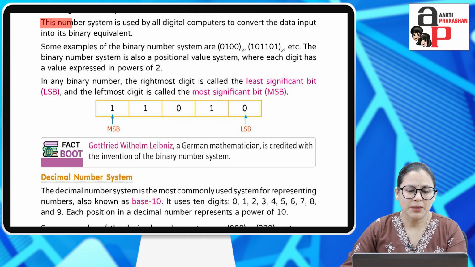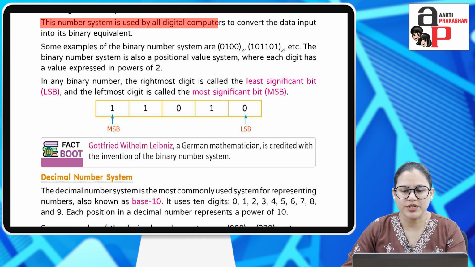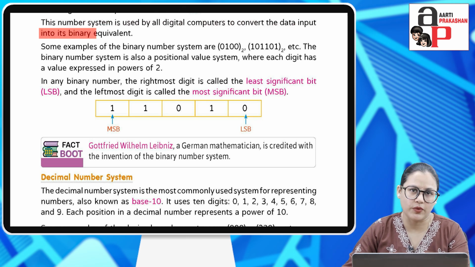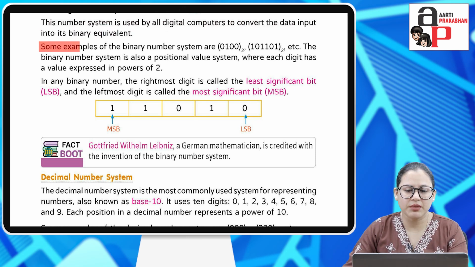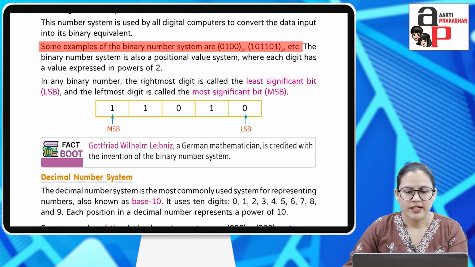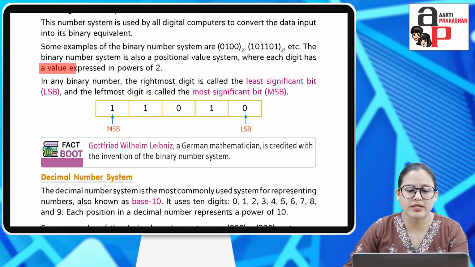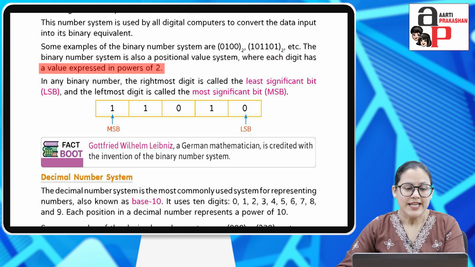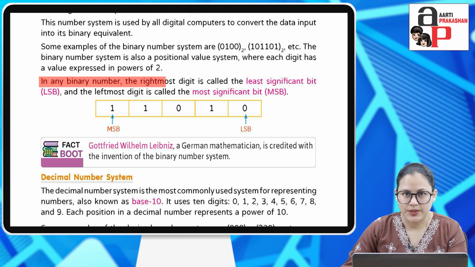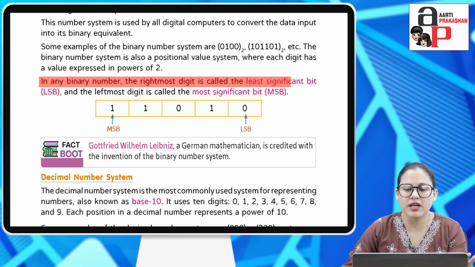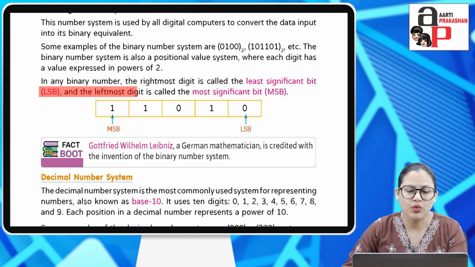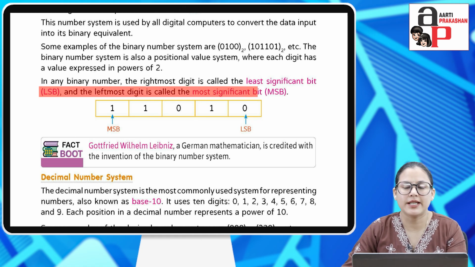This number system is used by all digital computers to convert the data input into its binary equivalent. Some examples of the binary number system are (0100) base 2 and (101101) base 2. So 2 is the base here. The binary number system is also a positional value system where each digit has a value expressed in powers of 2. In any binary number, the rightmost digit is called the least significant bit, that is LSB, and the leftmost digit is called the most significant bit, that is MSB.